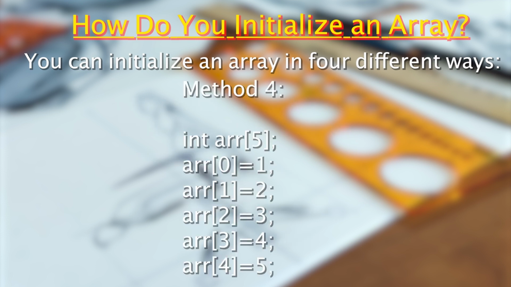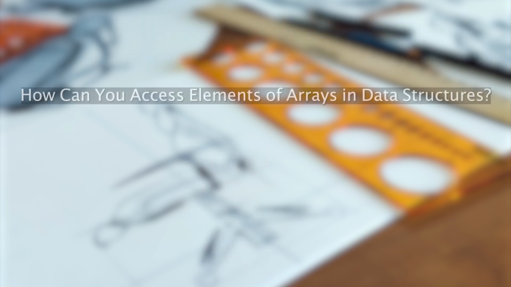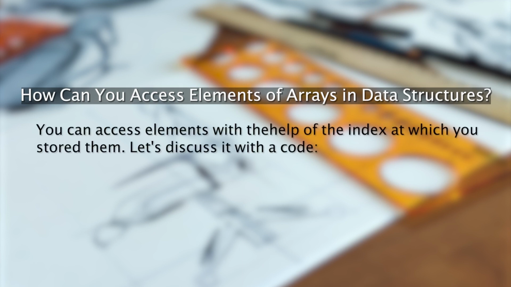The last method, here we declare elements like integer array 5, array 0 equal to 1. In the first node having address indexing number 0, the value is equal to 1. In indexing number 1, the value is 2, indexing 2, value is 3, indexing 3, value 4, indexing 4, value 5. Now, you can access elements of an array in a data structure with the help of the index at which you stored them. Let's discuss this with the code.